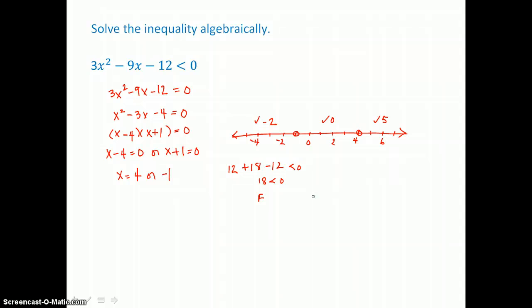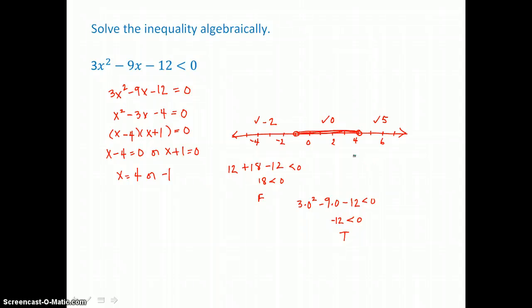Now I'm checking 0. If I put 0 in for x into this inequality, I get that negative 12 is less than 0. Now that's a true statement. So I'm getting true values in this region, so I'll shade it in.